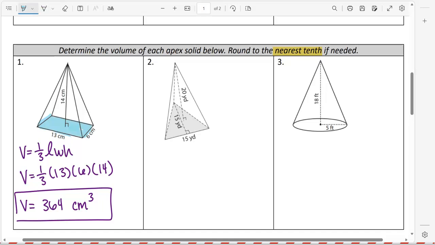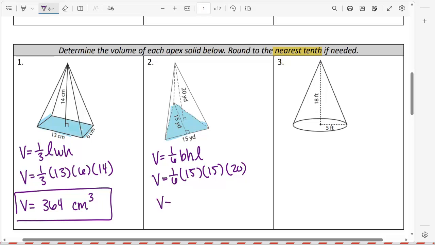Let's look at number 2. So let's go ahead and color in the shape of our base. The shape of our base is a triangle. So that means this is a triangular pyramid. The formula for that volume is 1/6 times the base times the height times the length. So we are going to have 1/6 times 15 times 15 again, and times 20. Put all of that in your calculator, and you learn that volume is 750 cubic yards.